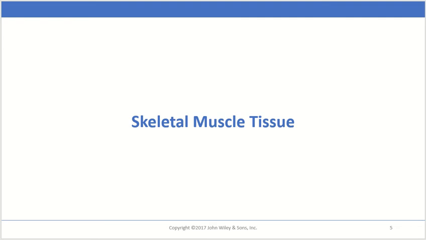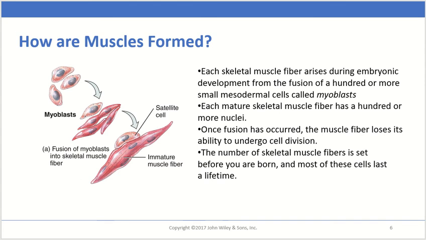So let's take a look now at the skeletal muscle tissue. So this is kind of interesting, and I didn't know this before I started teaching this class actually, that each skeletal muscle fiber is going to arise during embryonic development, and this is going to develop from the fusion of hundreds or more of these small mesodermal cells called myoblasts. So each mature skeletal muscle fiber is going to have 100 or more nuclei, and once this fusion has occurred, the muscle fiber loses its ability to undergo cell division.